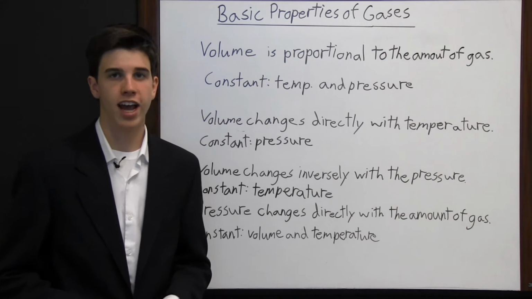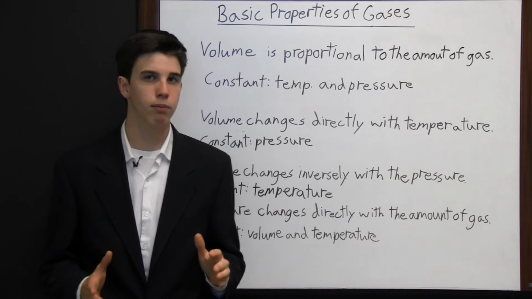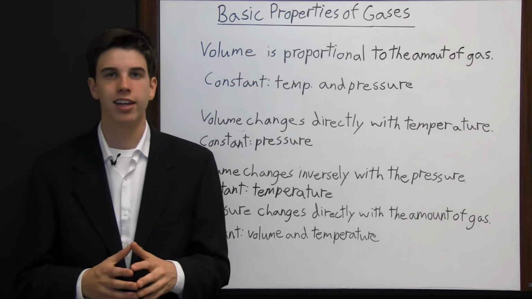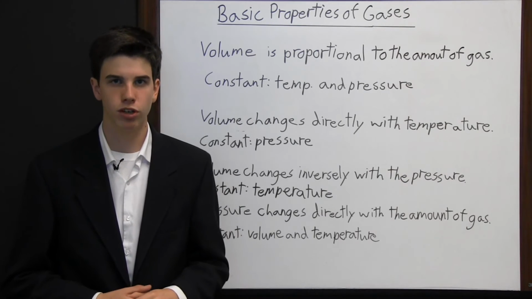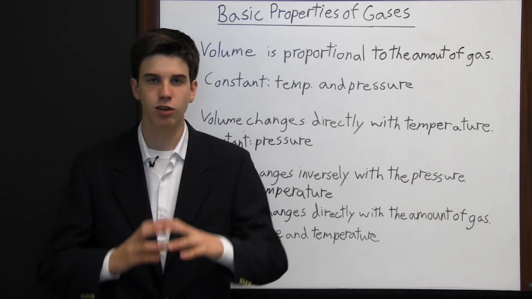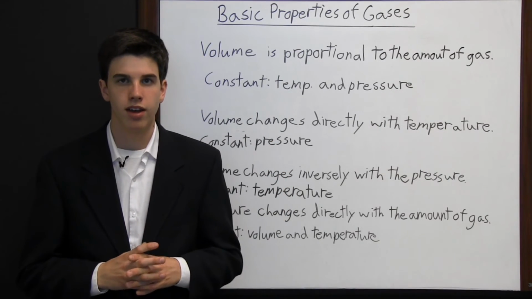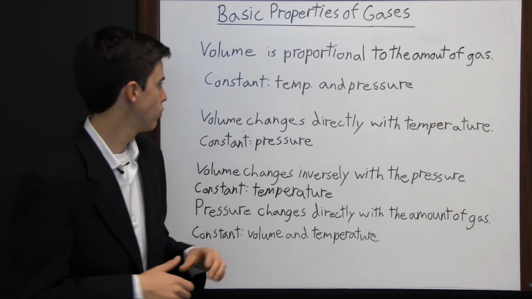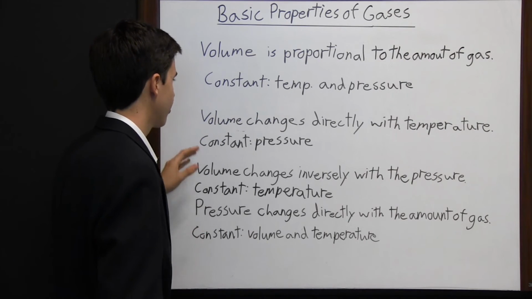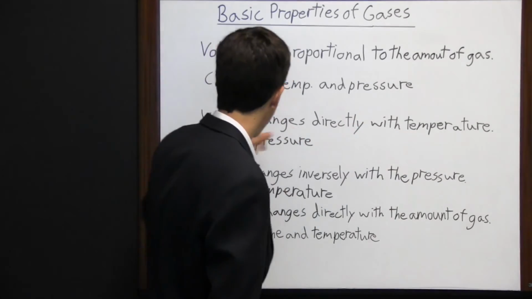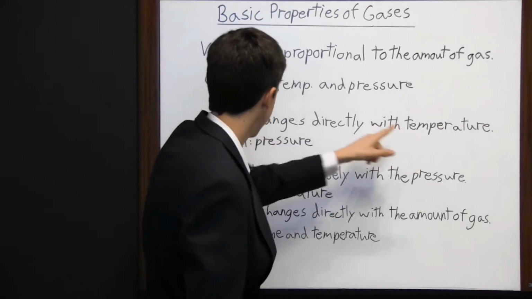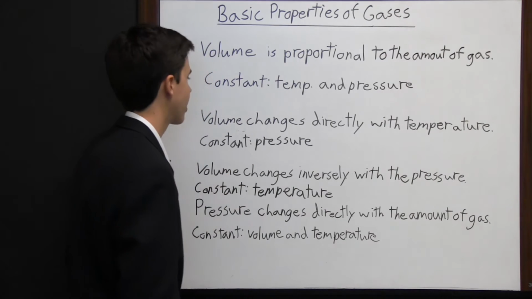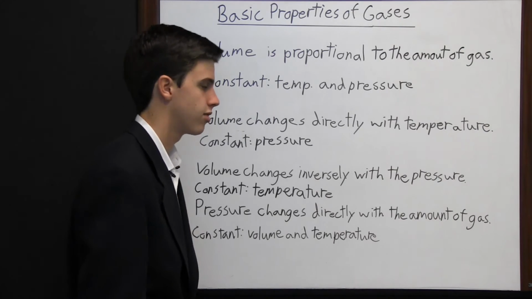Now, the second property of gas is also very interesting. If you think about a balloon that has a fixed amount of air in it, in other words, the end is tied off. You can't add air, you can't remove air. And then you heat this balloon, it will expand. The volume will increase. As you heat it, the balloon will get bigger. Now, if you cool the balloon, then the volume will decrease. The balloon will get smaller. So we can say the volume changes directly with temperature. As temperature increases, volume increases. And as temperature decreases, volume decreases. Now, for this to be true, the pressure of the balloon has to remain constant throughout the entire process.